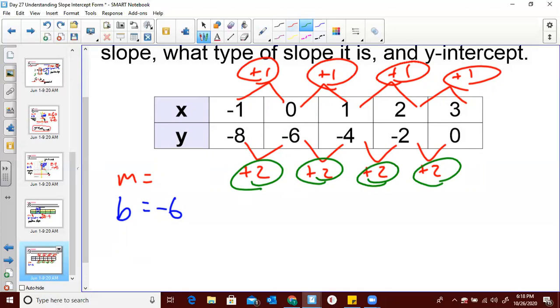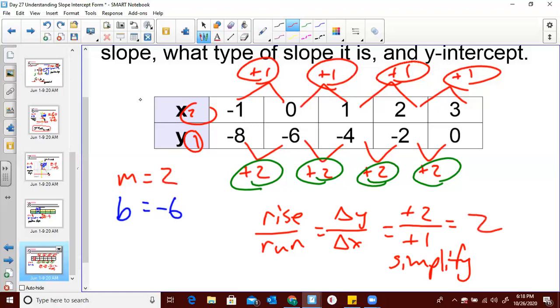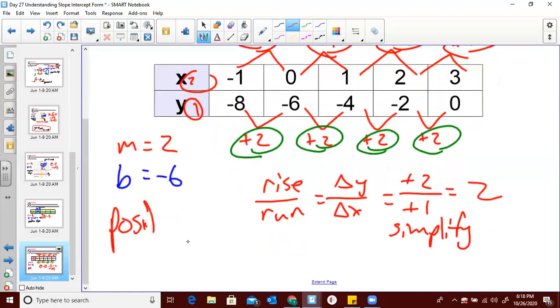All right, so we want to remember that it's rise over run, which is going to be our change in y over our change in x. So we're going to do our y first. Remember, y first, then our x. So y is going to be a +2, change in x is a +1, and then we simplify. And you'll see that you have 2 over 1. Anything divided by 1 is just going to be itself. So 2, our slope is going to be a +2. When it asks what type of slope it is, we know that it's a positive slope.